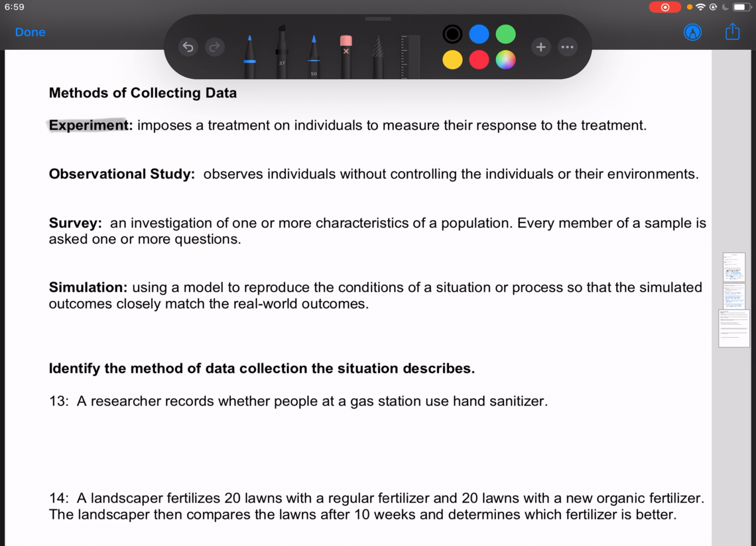So it could be a drug treatment. It could be testing batteries. So I've seen an experiment where a student wanted to test how long batteries would last to see if batteries stored in a freezer would last longer than those stored at room temperature. So they put the batteries into 2 separate groups and so on. So that's imposing a treatment. There's the freezer treatment and the room temperature treatment.